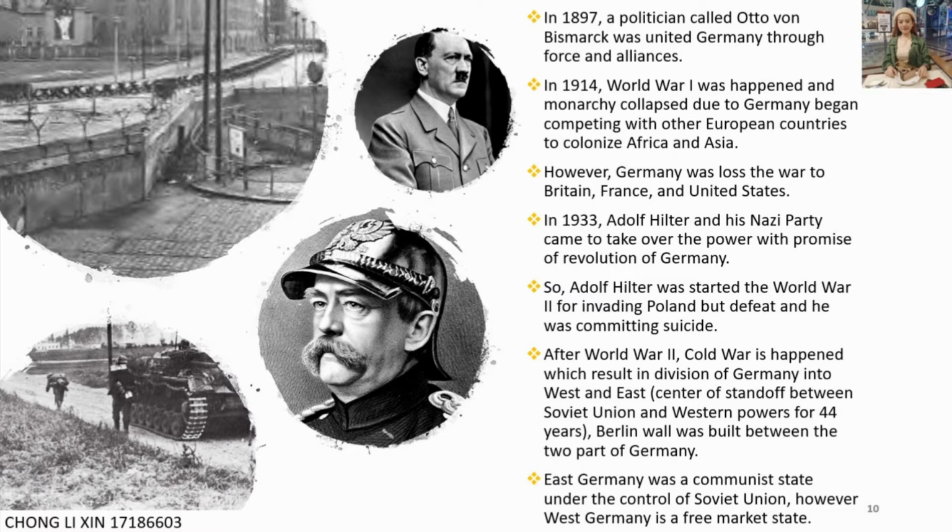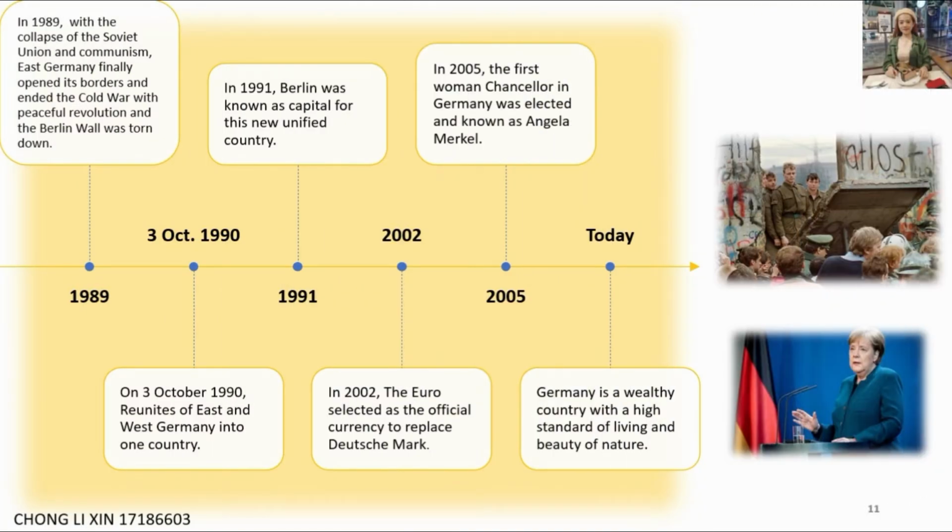a free market state. In 1989, with the collapse of the Soviet Union and communism, East Germany finally opened its border and ended the Cold War with a peaceful revolution, and the Berlin Wall was torn down. On the 3rd of October 1990, East and West Germany reunited into one country. In 1991, Berlin was named the capital of Germany.